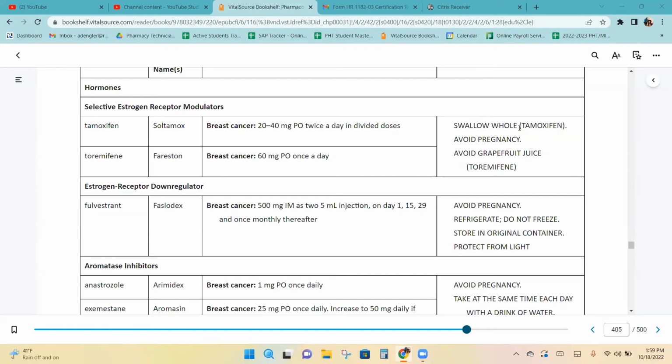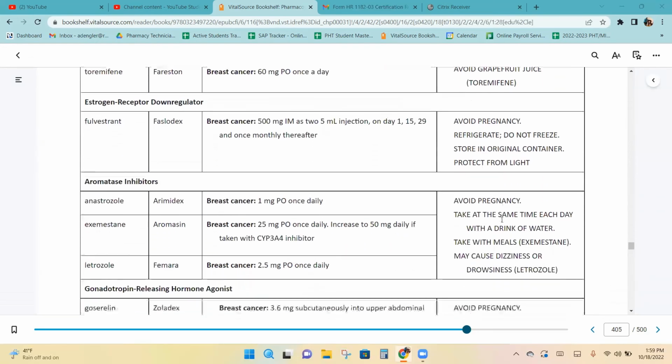Chloromethine should be avoided with grapefruit juice. For the estrogen receptor downregulator, fulvestrant, also avoid pregnancy, refrigerate, do not freeze, and store in original container, and that should also be protected from light.